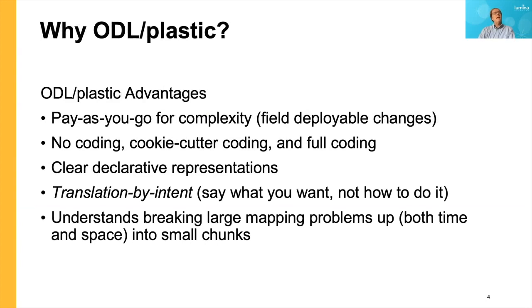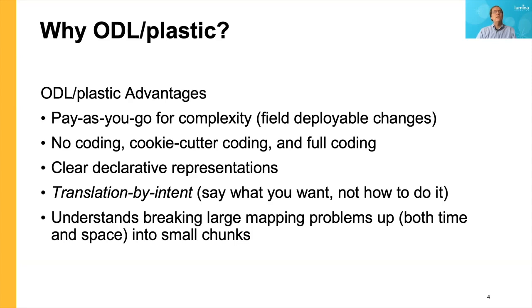The advantages of using Plastic are that you get pay-as-you-go for complexity. It means that if you have a simple problem, then you have a simple solution. If you have a modestly complex problem, you have a slightly more complicated solution. But if you really need to get in there and do surgery on things, that is available as well. So basically the complication of the solution matches the complication of the problem. In the ideal case, you would do no coding at all. In the modestly complex case, you would do cookie cutter coding, which means you would look at some examples and go, oh, I see how to do that, and modify it accordingly. And in the worst case, you could actually get into coding.